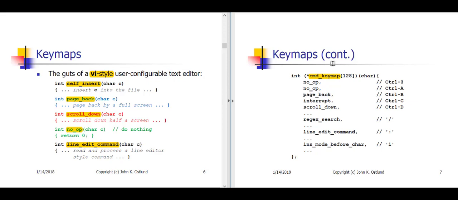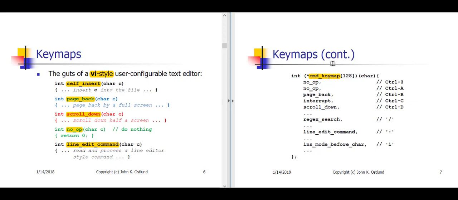Well, in the ASCII character set, there are 128 keys, so we'll set up our key map as an array of 128 pointers to functions that take a char and return int. And then we can simply initialize this array of 128 function pointers.